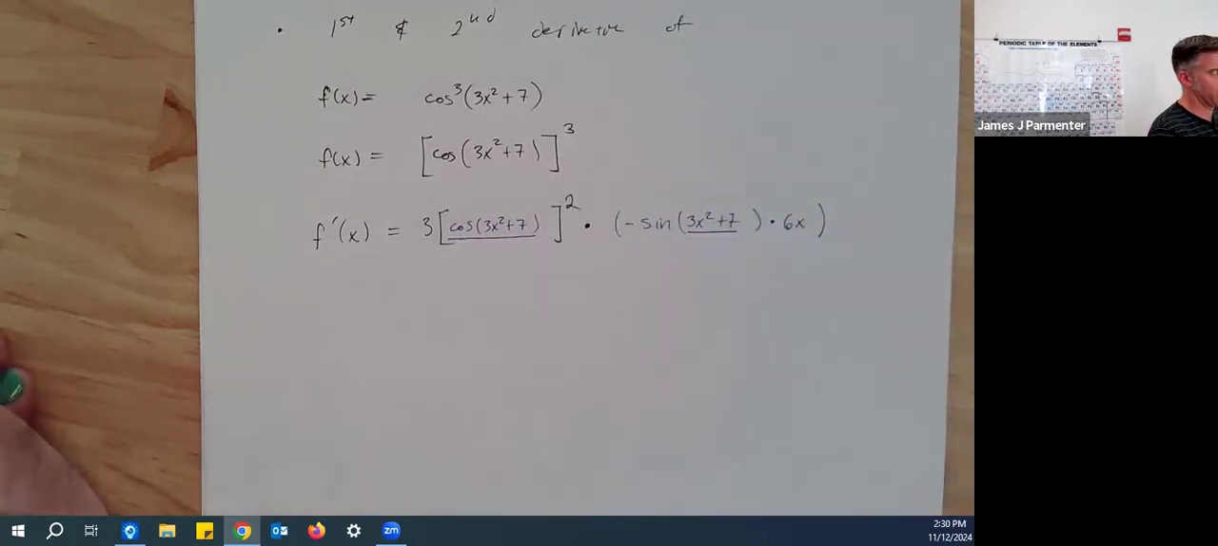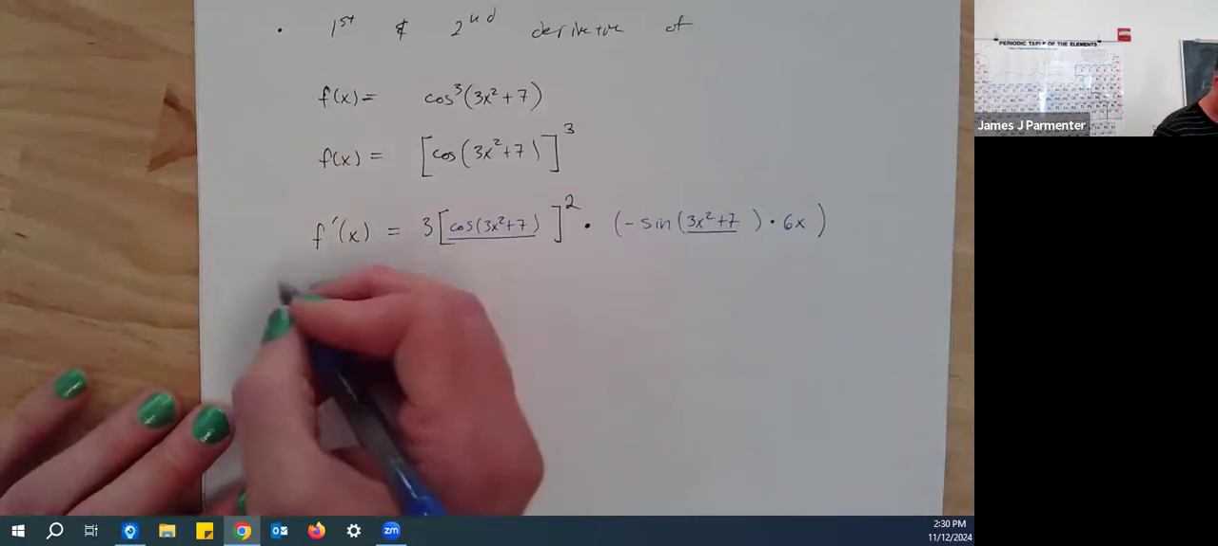Kind of a bit funky, right? There's a chain rule and a chain rule there. So let me have you all try a different one.